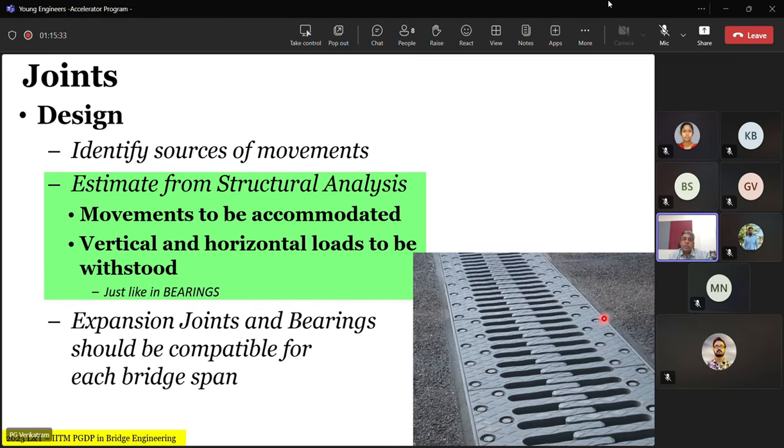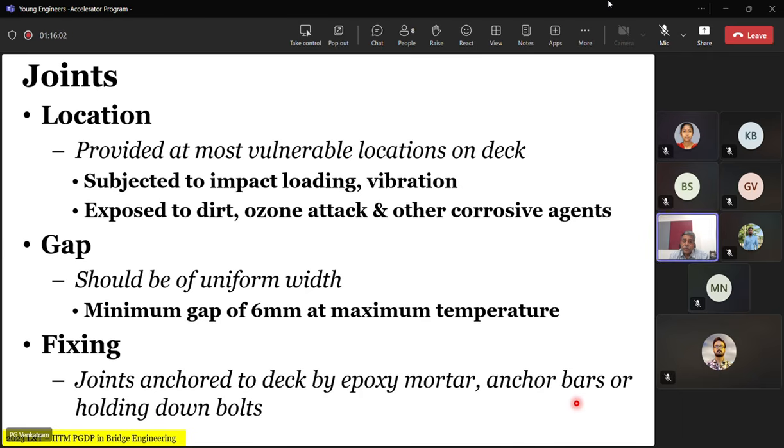Then how do you do this? To design these joints, first you identify the sources of all the different possibilities. So estimate the movement to be accommodated from structural analysis, vertical, horizontal, all of them that you need to do. And expansion joints should be compatible for each bridge span. That means you should be able to decide on these movements and then decide on the nature and the type of the joints. It is not that one solution fits all is what you have to adopt.